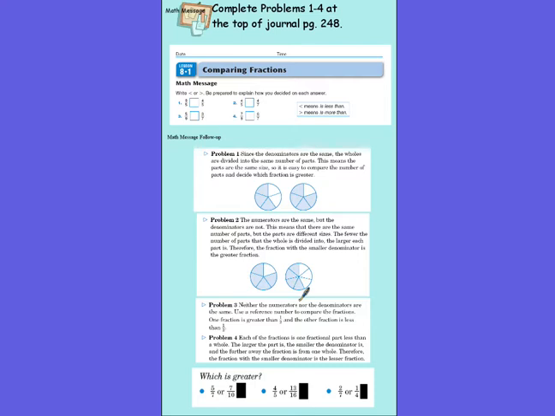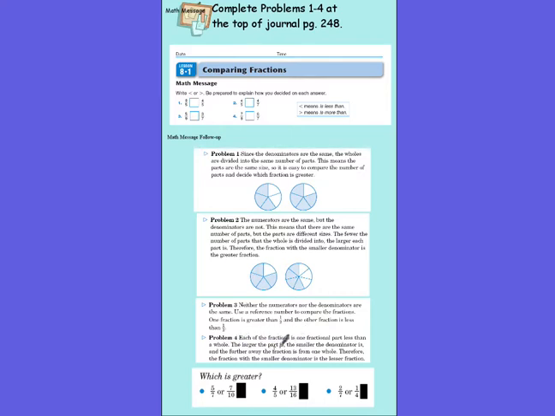So the smaller the denominator, the larger the pieces are going to be. Problem number 3, neither the numerator nor the denominators are the same, so you're going to have to use a reference, comparing it to a half. Is it greater than a half, less than a half, and so forth. And number 4, each of the fractions is one fractional part less than a whole.